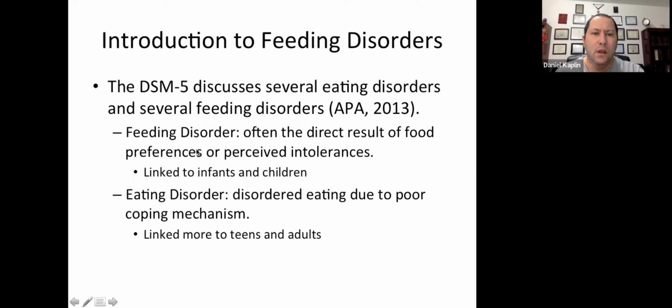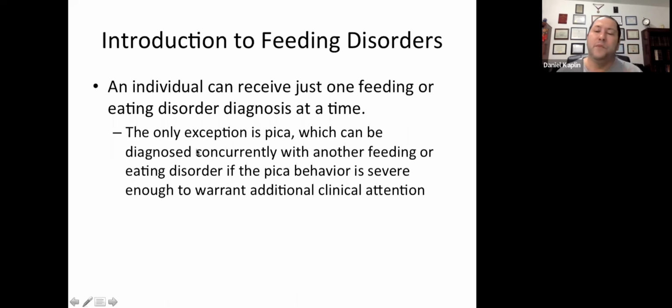So what is important to understand is that you can only receive one feeding or eating disorder at a time, because the feeding disorders have something called a rule out, an exclusionary criteria for if it's an eating disorder, and vice versa. The only exception is Pica, where a person can have Pica plus another feeding or eating disorder, assuming that the Pica behavior is clinically significant enough to warrant attention.